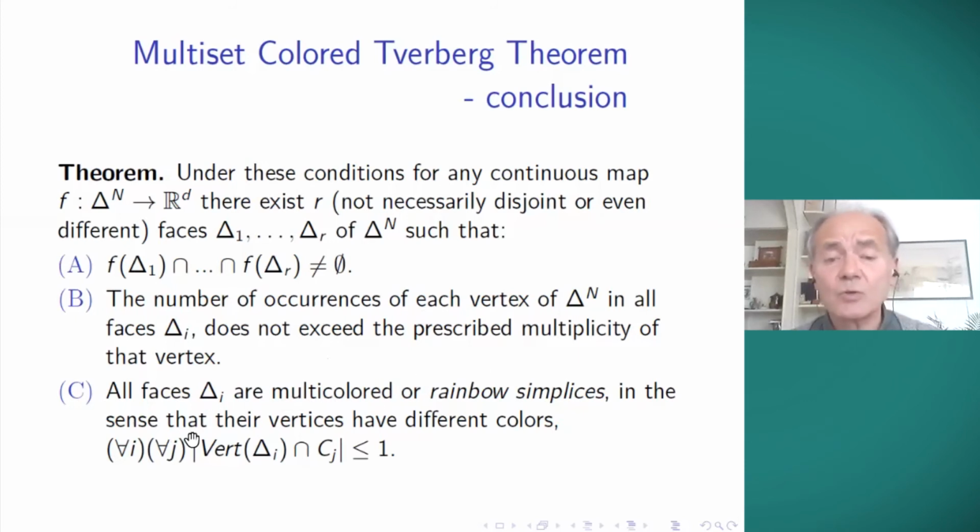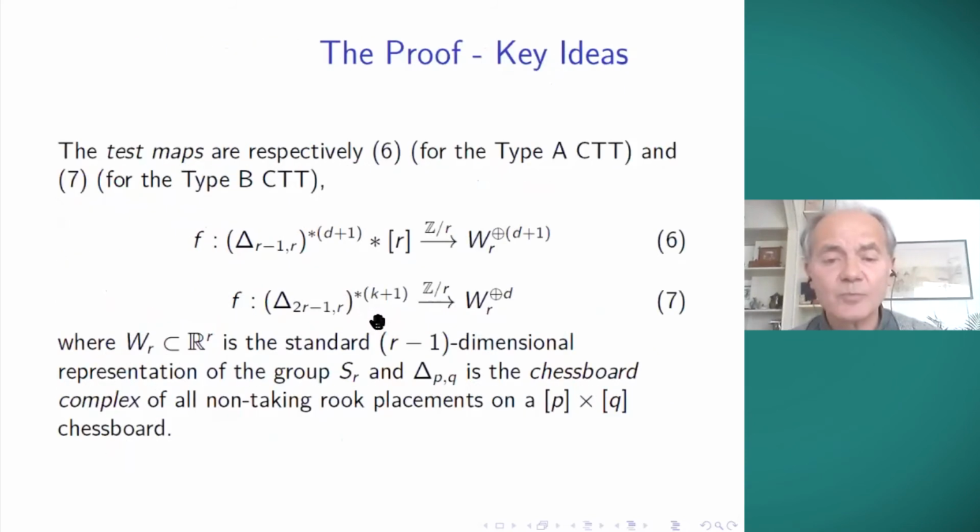Then we have the usual conclusion. The usual conclusion is that we have rainbow simplices so that the images intersect. Keep in mind that in a special case, when we choose the parameter k to be equal to 1, then we obtain the result without multiplicities. So in some sense, we included the Colored Tverberg theorem of Blagojević, Matschke, and Ziegler into a family of results. But most of these results are about multisets of colored points.